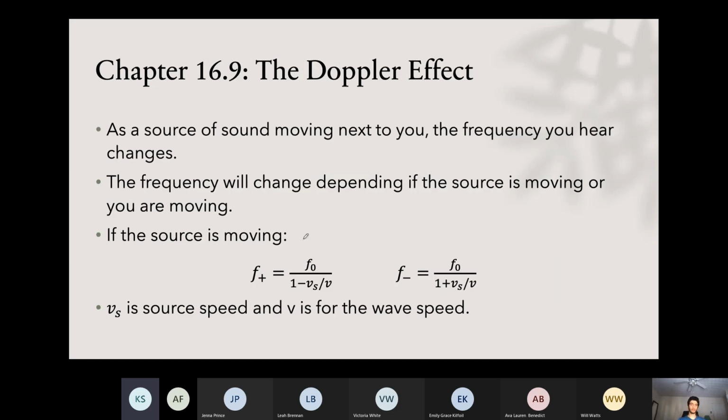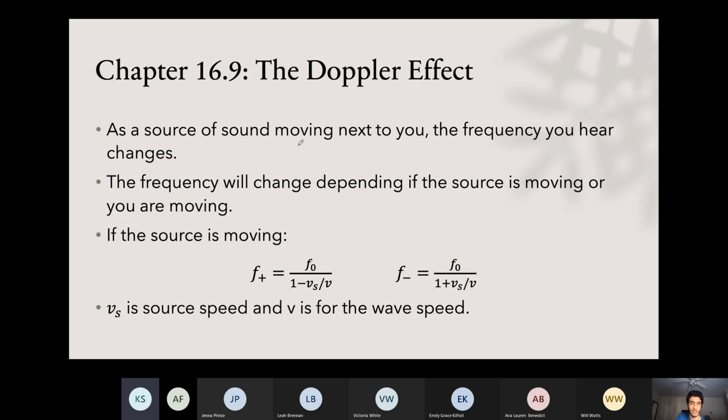Okay, then we move to the Doppler effect. The Doppler effect is basically when you hear anything moving next to you, you feel that its sound changes over time. You hear it high, and then as it passes you, it sounds low. By high, I mean sharp. It sounds really sharp to you the closer it gets, and the further it goes, it doesn't sound as sharp. It sounds softer.